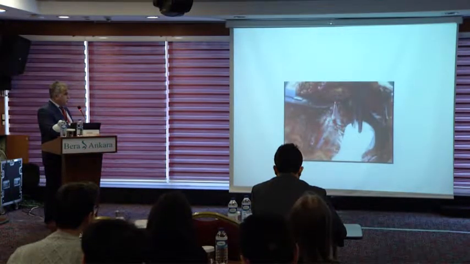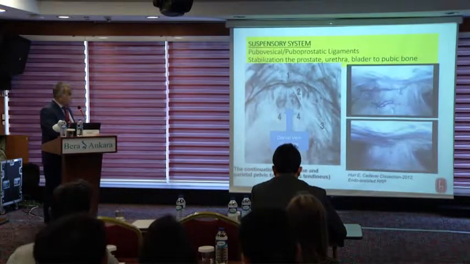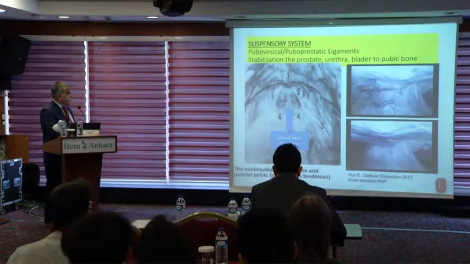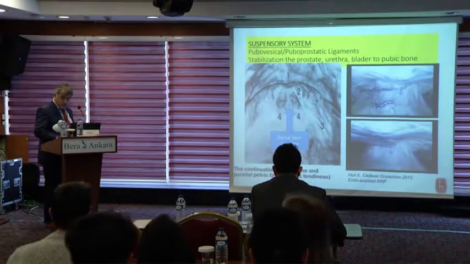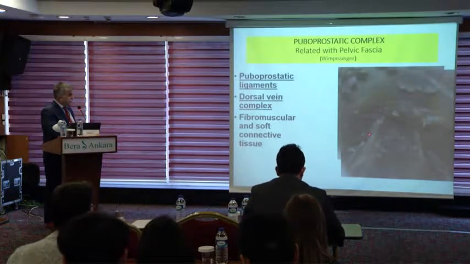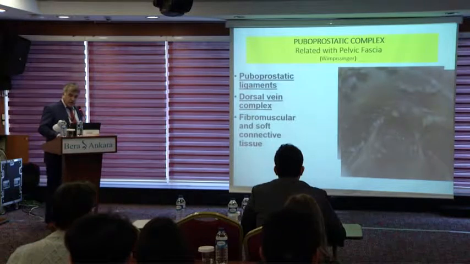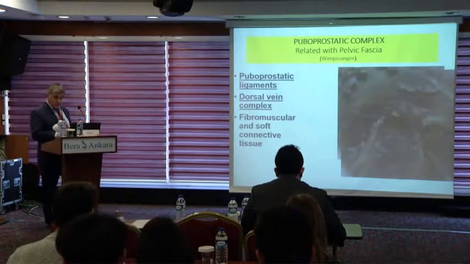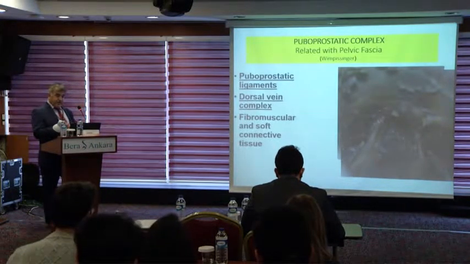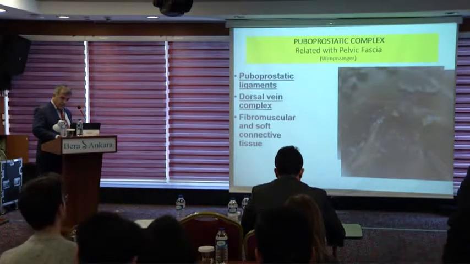This is an operation photo, here puboprostatic ligaments. This is a cadaver photo, here puboprostatic ligaments. This is also another cadaveric photo. These are puboprostatic ligaments. During the operation, we prefer to cut them before the operation, because if we cut them, we will stitch a thinner dorsal venous complex.